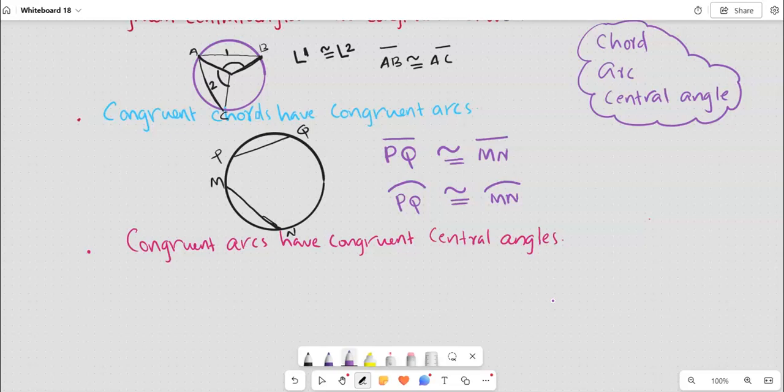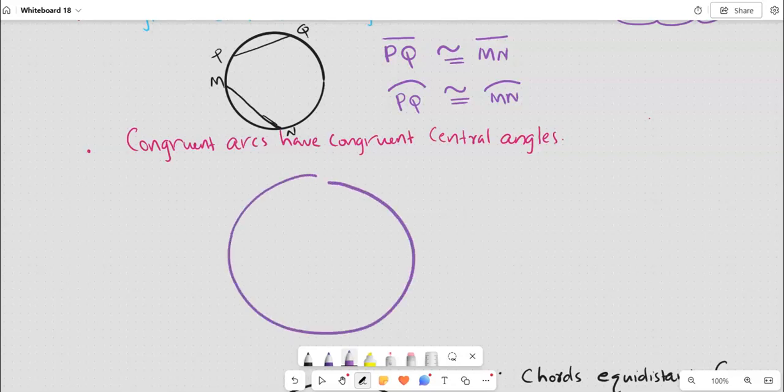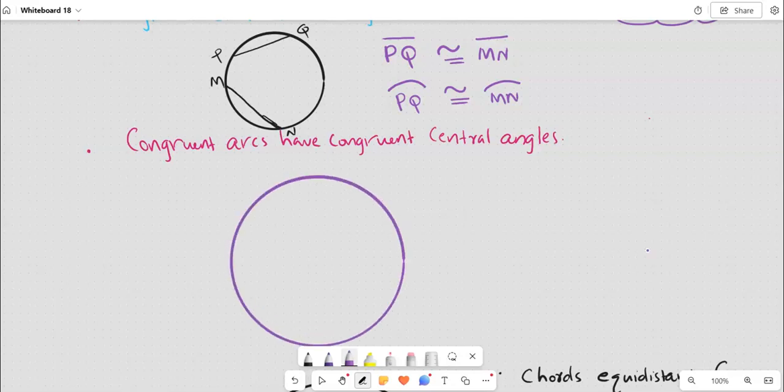Then the third statement is this: congruent arcs have congruent central angles. Congruent arcs have congruent central angles. I need another circle for that. Congruent arcs have congruent central angles.